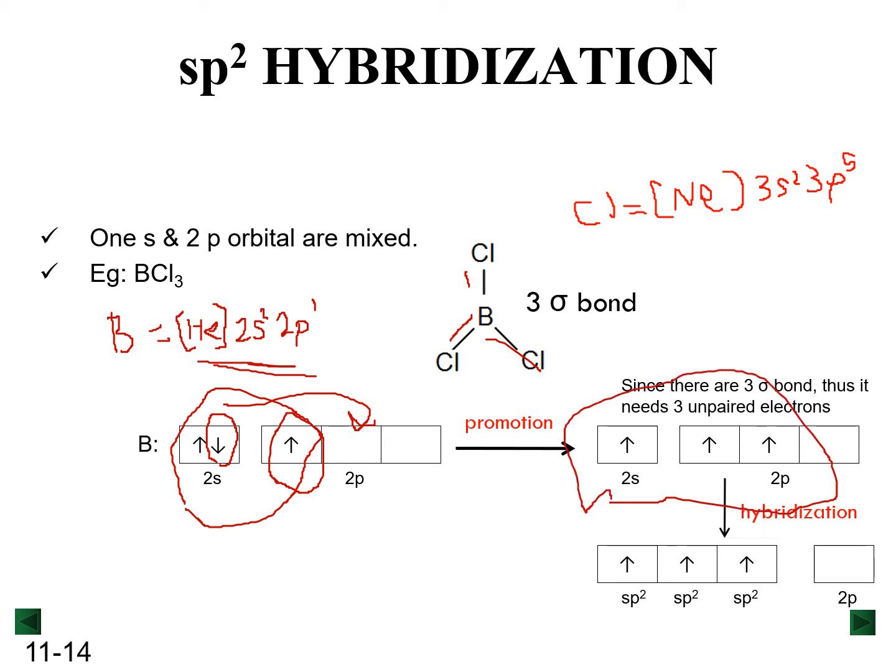Okay, so now there are 3 unpaired electrons in 1 2s and in 2p orbital. Then what we need to do is mix 1 2s orbital with 2p orbital, forming 3 new sp2 hybrid orbitals that have unpaired electrons.